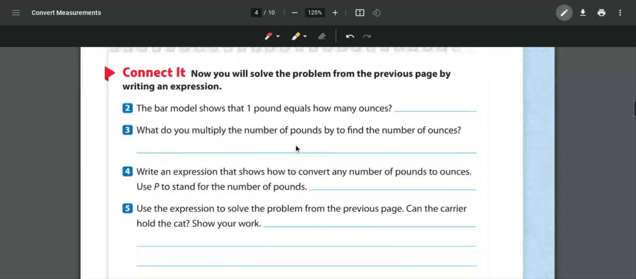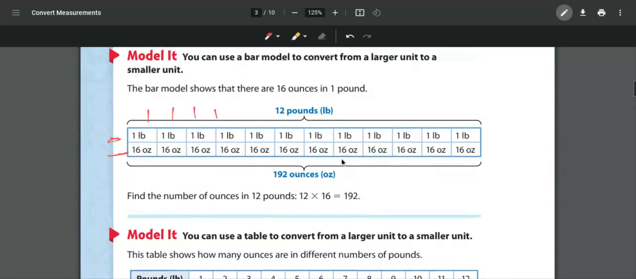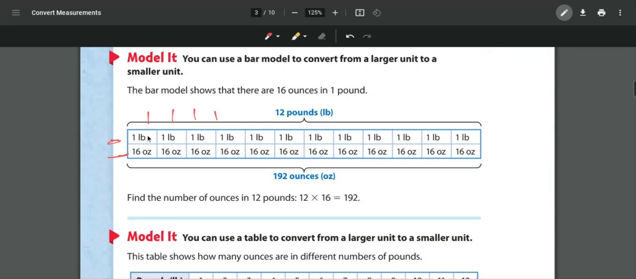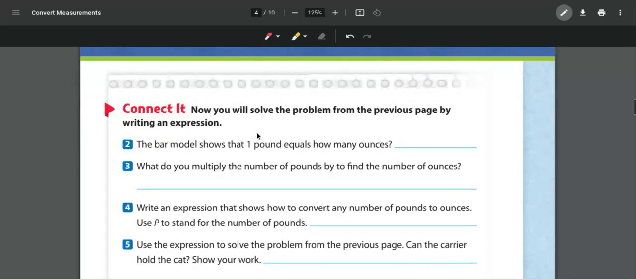Let's look at this. Number 2. The bar model shows that 1 pound equals how many ounces? Well, the model shows that 1 pound equals 16 ounces. Okay, so you should write 16 ounces. OZ is ounces.